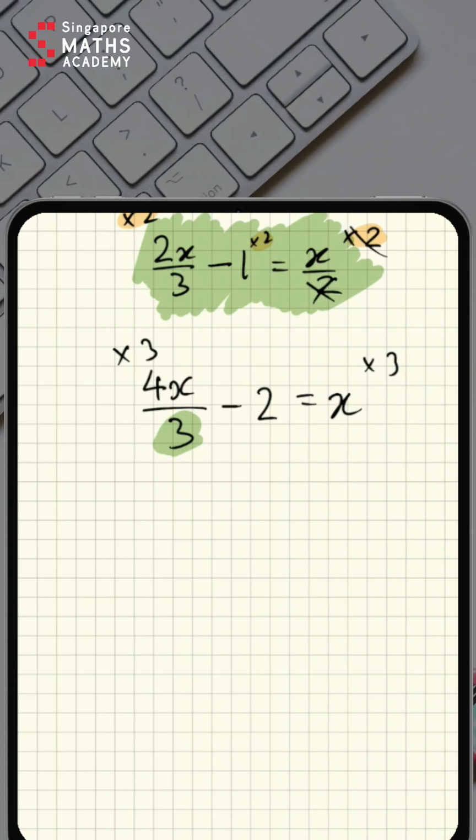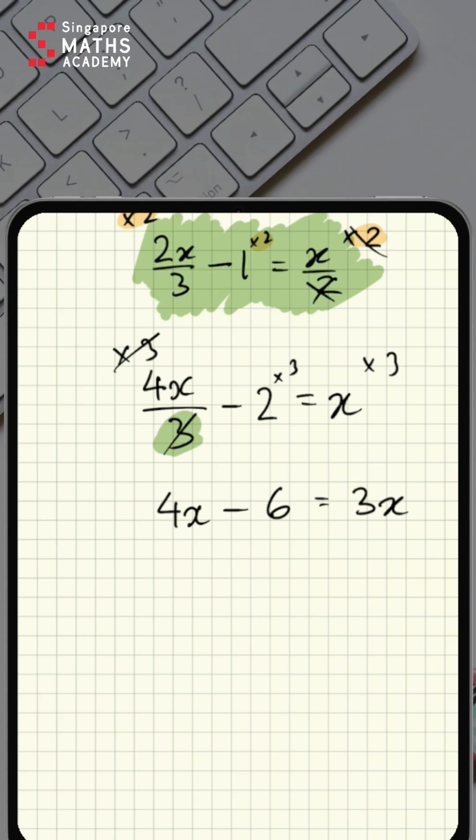So I'm going to cancel the 3 here, because when you multiply by 3 and divide by 3, they cancel each other out. And then you've got 4x take away, we've got to do 2 times 3 as well, which is 6. 4x take away 6 is equal to 3x.